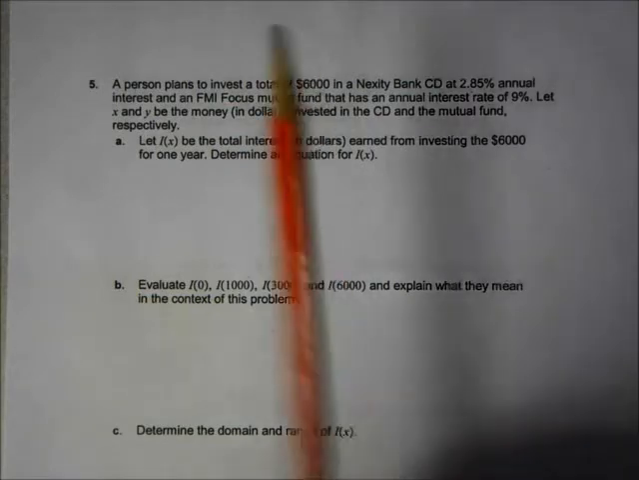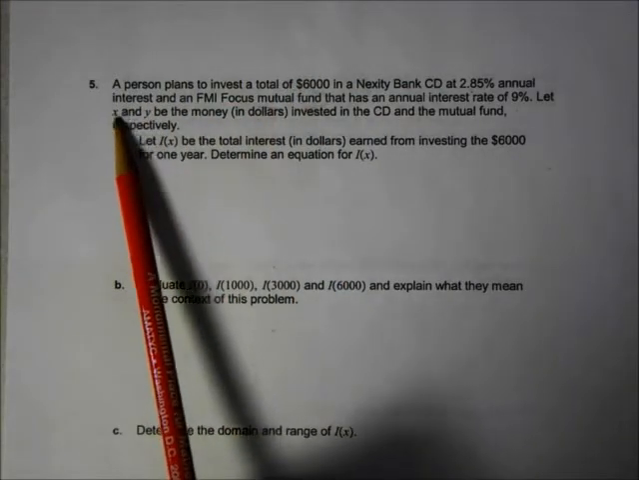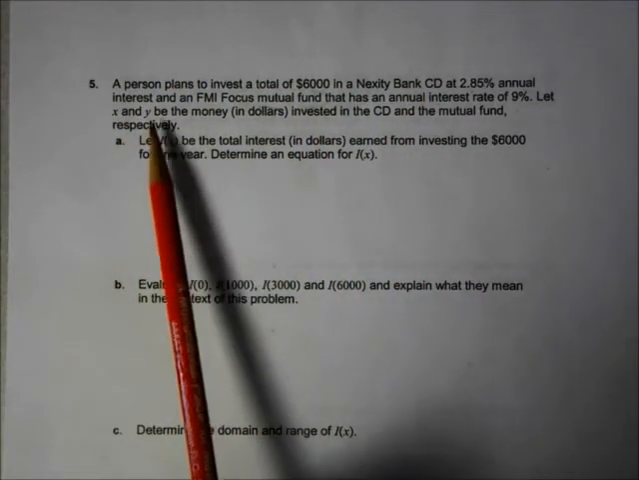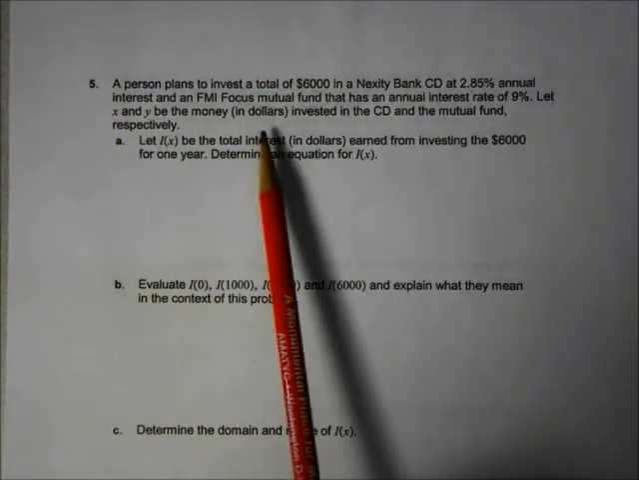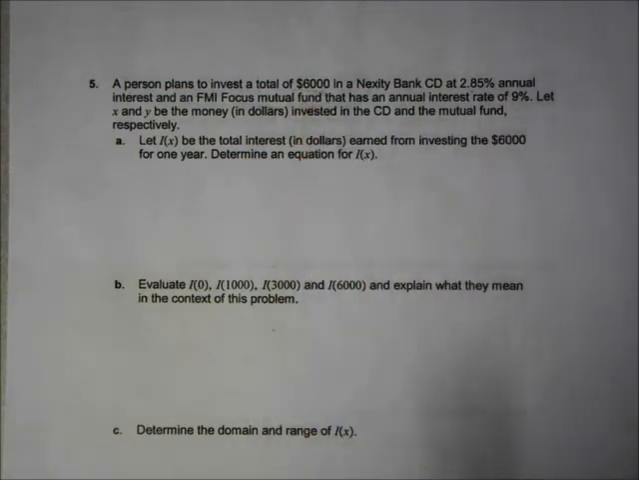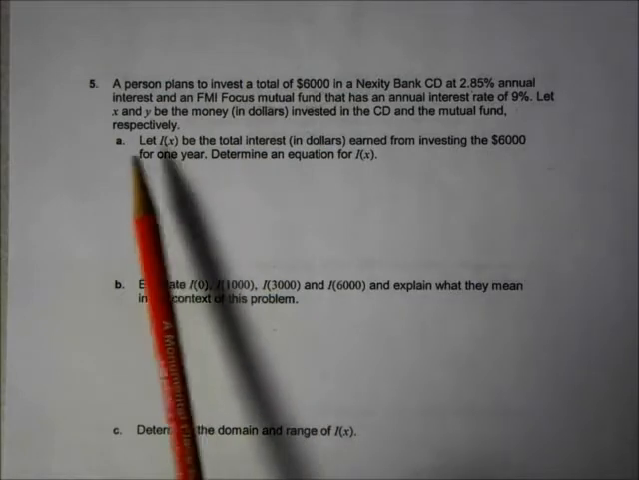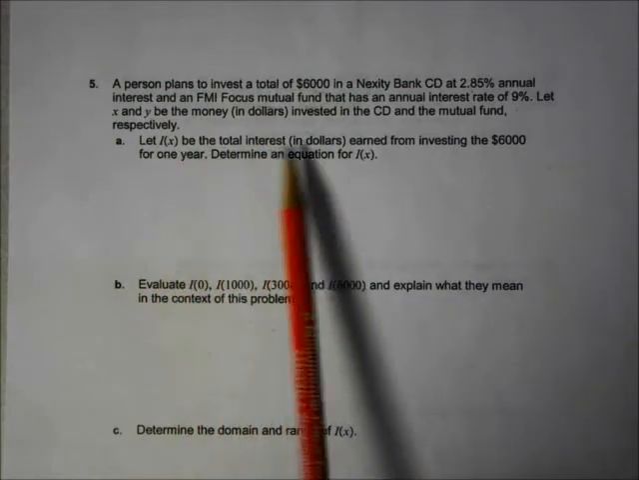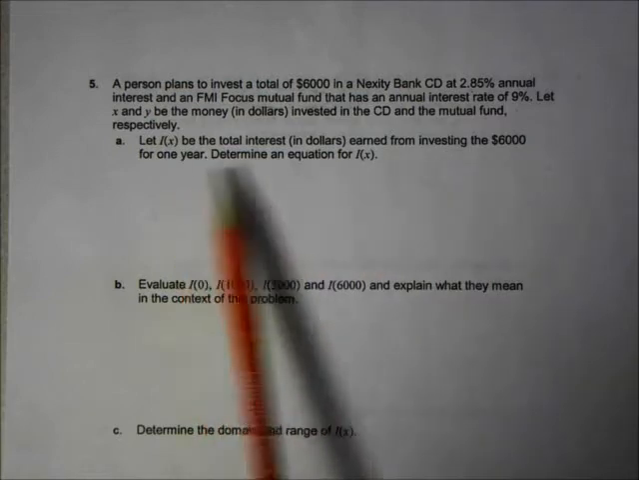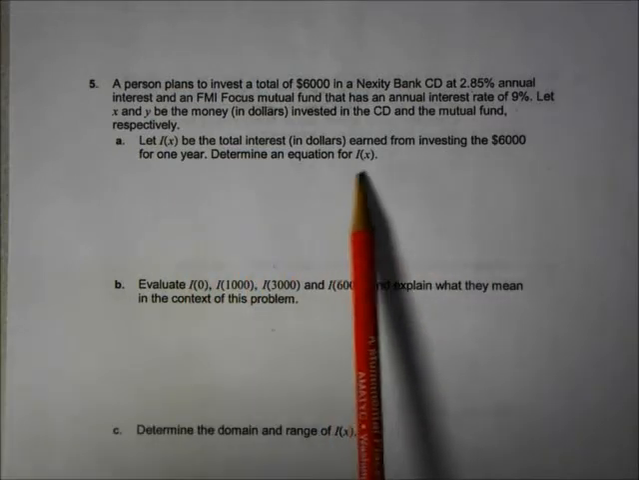Alright, this time they tell us what the two variables are. X is the amount of money we put in the CD, and Y is the amount of money that we put in the mutual fund. And then it says, let I of X be the total interest earned from investing the $6,000 for 1 year. Determine an equation for I of X.